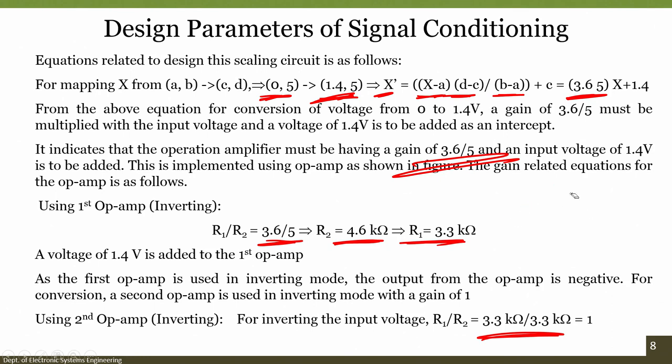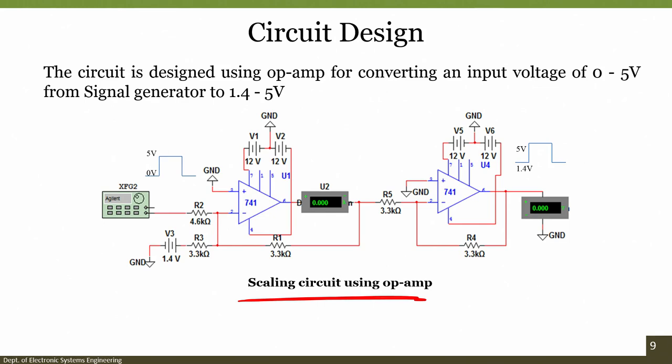If I have both the resistance values the same, which is 3.3 kilo ohm, what will happen? I have a gain of 1. So, if I have values 4.6 kilo ohm and 3.3 kilo ohm for R1 and R2 for op amp 2, then I can design my signal conditioning circuit, right.